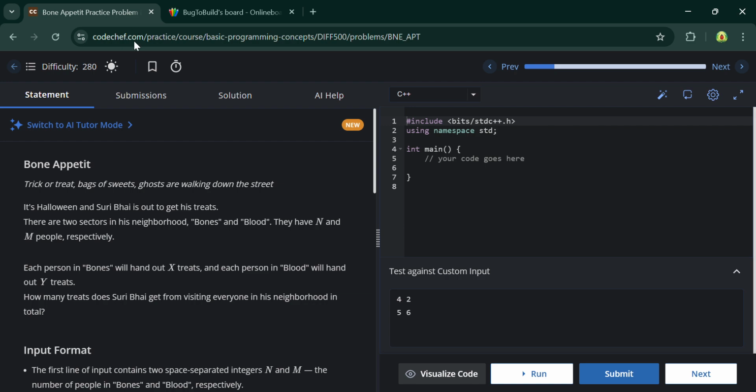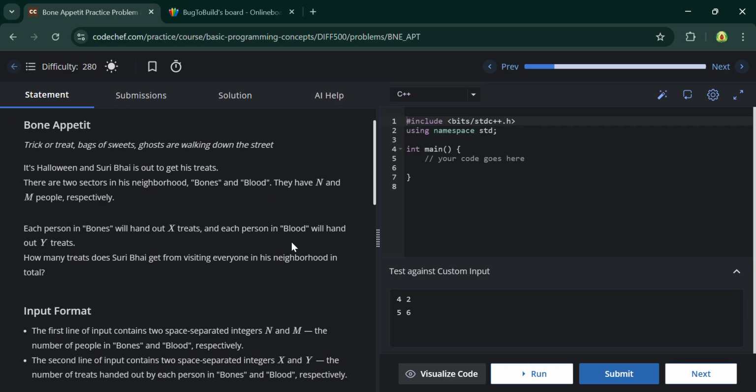Hello viewers, let's continue our CodeChef series, where we have to solve one more question rated less than 500, which is Bone Appetit. So trick or treat, bag of sweets, ghosts are walking down the street. It's Halloween and Suri Bhai is out to get his treat.